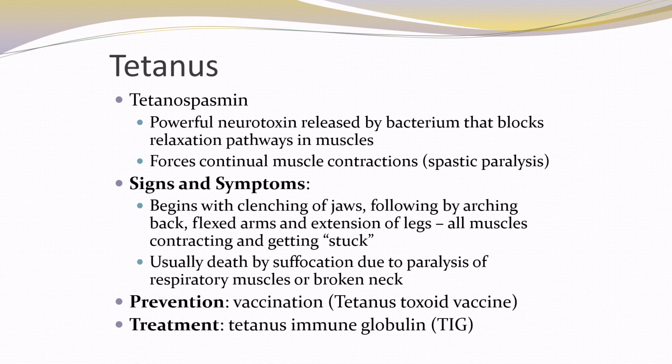This concern is that you die from suffocation due to your respiratory muscles becoming contracted, or that contraction of the back muscles causes the neck and back to break. So you'll see again in the next picture, kind of terrifying to see how that can happen. The prevention is a vaccine. Again, typically people who are more likely going to be exposed to tetanus will take this vaccine, but there are treatments that can be given if you catch it in time.